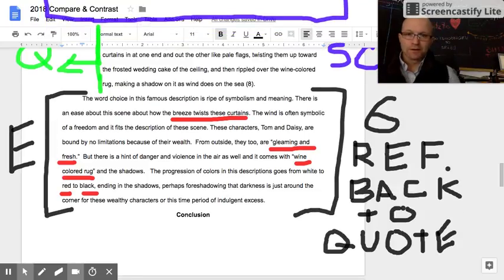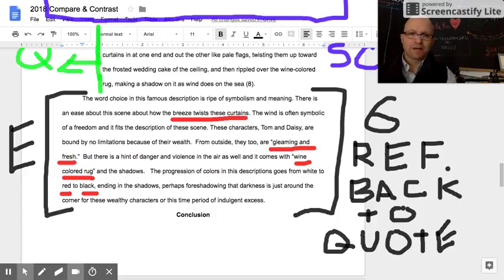Let's take a look. The word choice in this famous description is ripe with symbolism and meaning. There's an ease about this scene, about how the breeze twists these curtains. The wind is often symbolic of freedom, and it fits the description of these scenes. These characters, Tom and Daisy, are bound by no limitations because of their wealth. From outside, they, too, are gleaming and fresh. But there's a hint of danger and violence in the air as well when it comes with the wine-colored rug and the shadows.